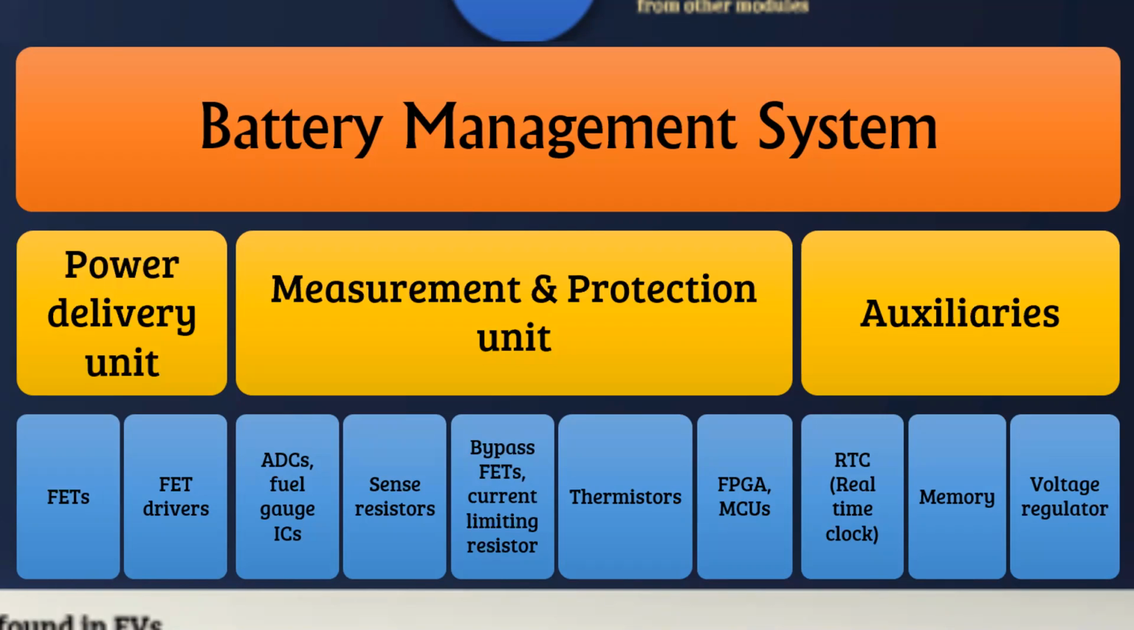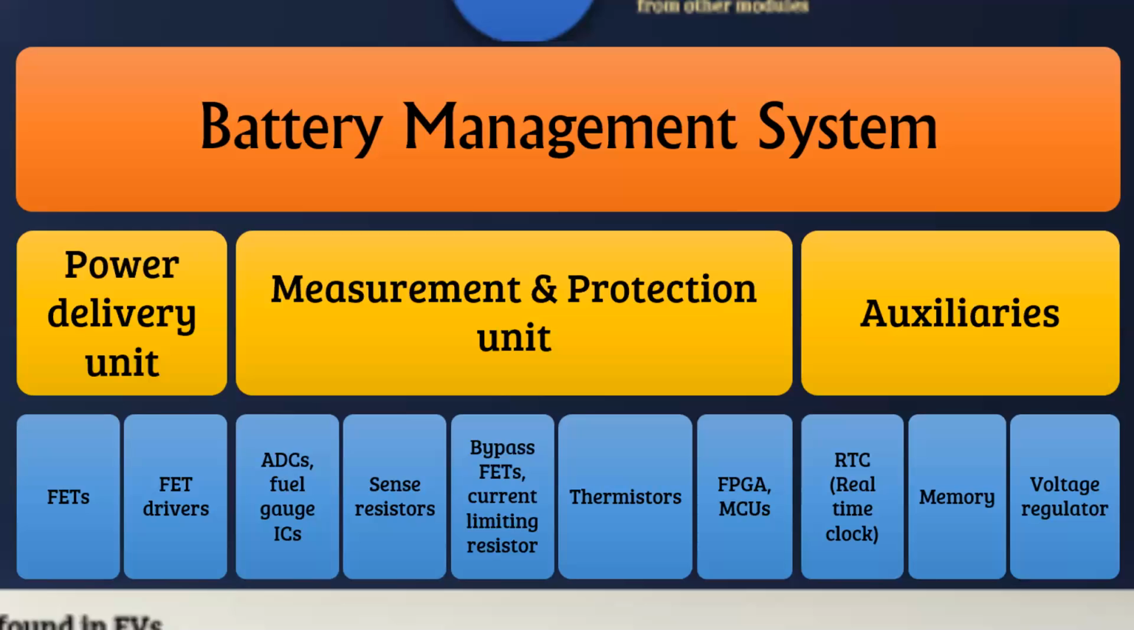Then we have sense resistors. These are very low value resistors which are used for sensing the current, and these are also used for measurement. Then we have bypass FETs and current limiting resistors. These are the protection side. Bypass FETs are used for cell balancing applications. They can bypass certain cells if they are already charged and redirect the flow of energy from one cell to the other cell. Then we have thermistors. As we know, they change the resistance value based on the temperature, and these are also used for temperature based protection.